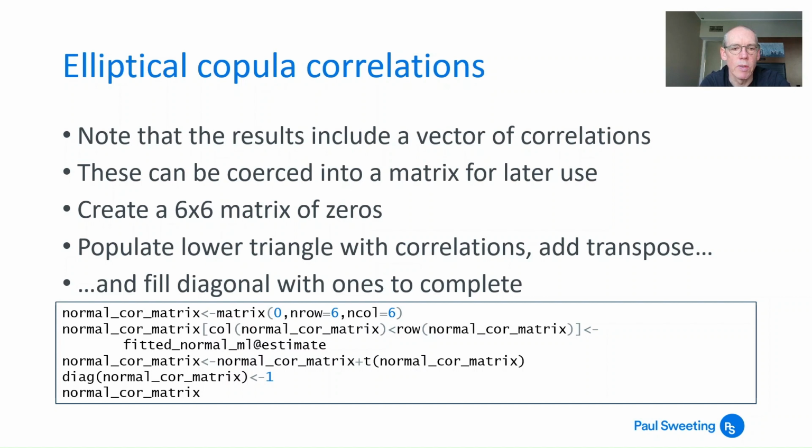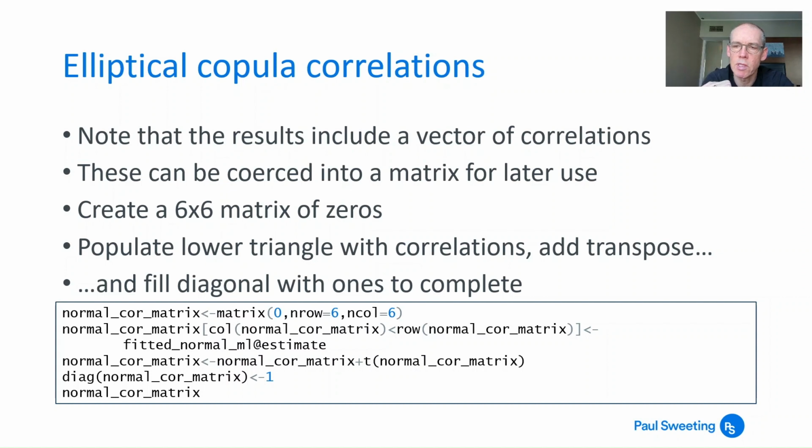So what I do is I say, if the column of this matrix is less than the row of the matrix, then stick some data into it. Otherwise don't. And what it will do is it will go through all of the cells for which that is true in order, and it will drop in the data from the next part. Now the next part is fitted normal ML at estimate.